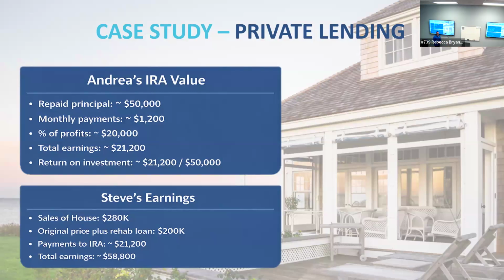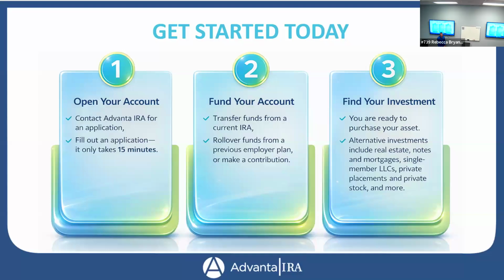So he ended up selling that house for $280,000. The payments back to the IRA were again $21,200, and total earnings overall were $58,800. So basically Steve made a profit and then Andrea made a profit for doing the private lending transaction. This is just a good example of two people coming together for a transaction like that.